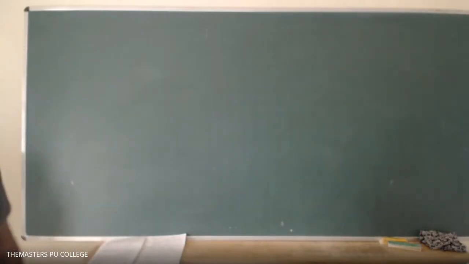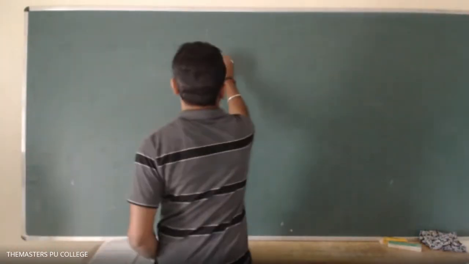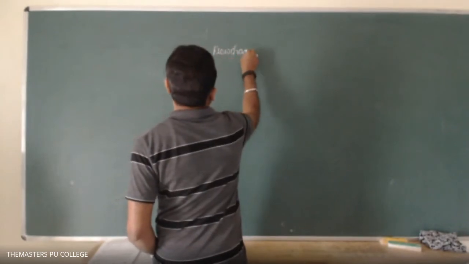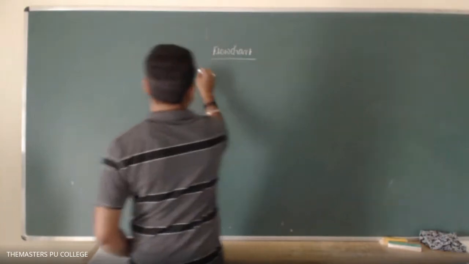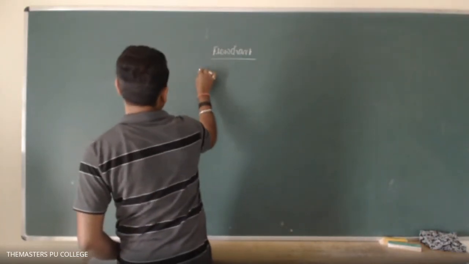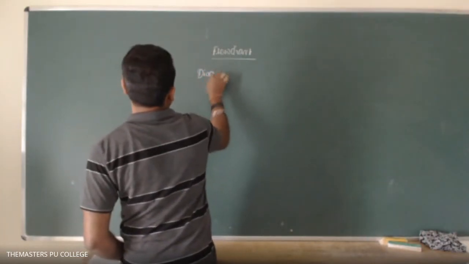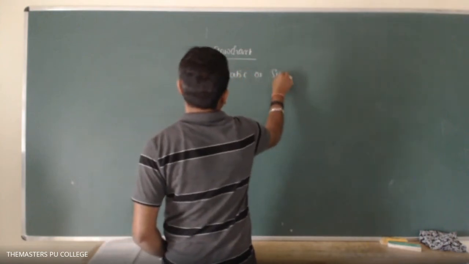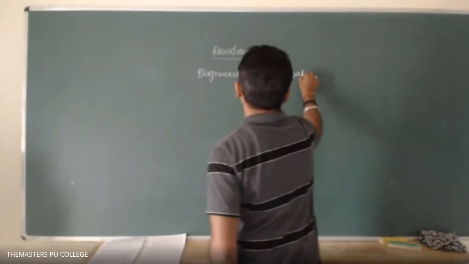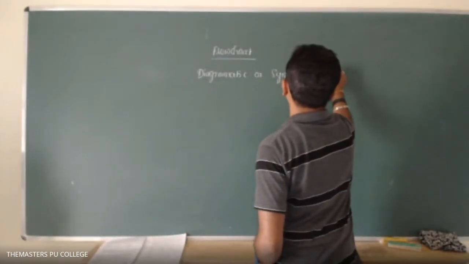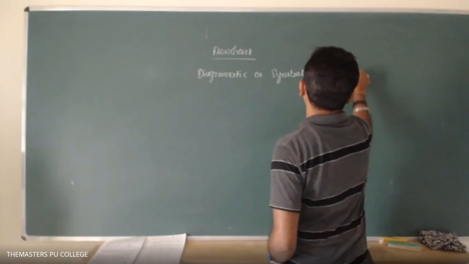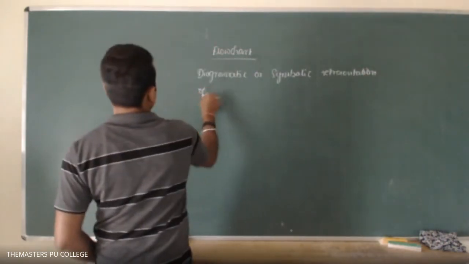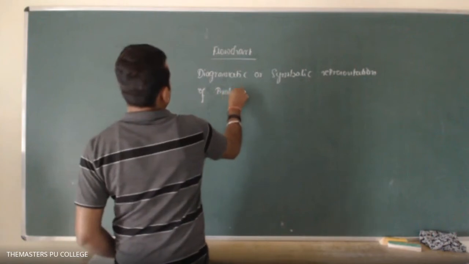So the flowchart is a diagrammatic or symbolic representation of a problem solving technique.